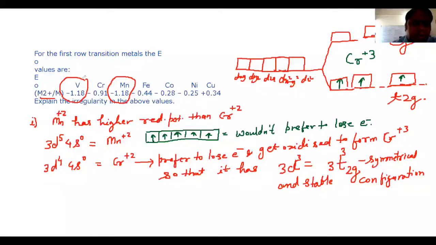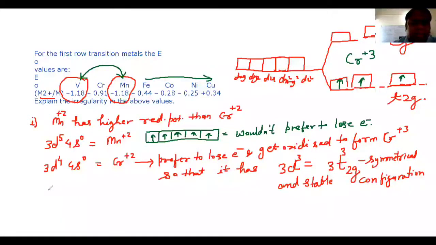First irregularity is this one. Then again, reduction potential is increasing, increasing, increasing, increasing and increasing. So now it is increasing only. So it is tending towards becoming positive, isn't it? So this was the irregularity between this and this, which has been explained here. Okay.